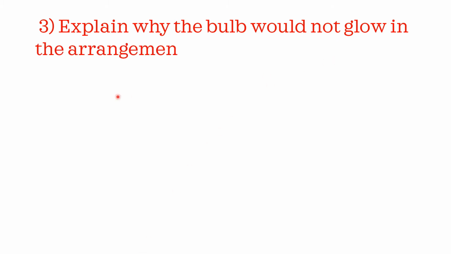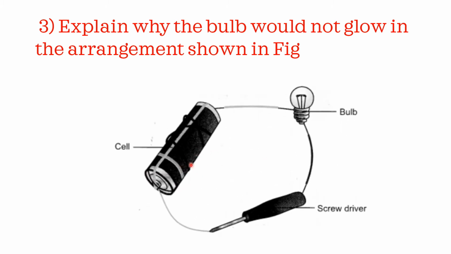Okay, next one. Explain why the bulb would not glow in the arrangement shown in the figure. Observe the figure. Here we have a cell. One terminal is connected to a bulb, and the other terminal of the bulb is connected to a screwdriver with a plastic handle. The top end, which is made of metal, is connected by a wire to the other terminal, and the other terminal of this bulb is connected to the plastic holder of this screwdriver.